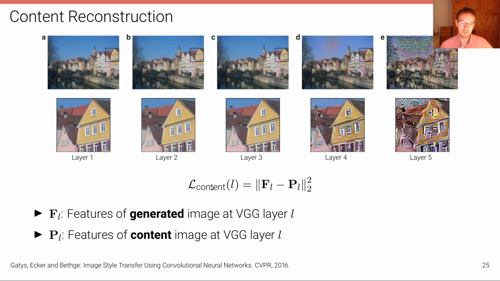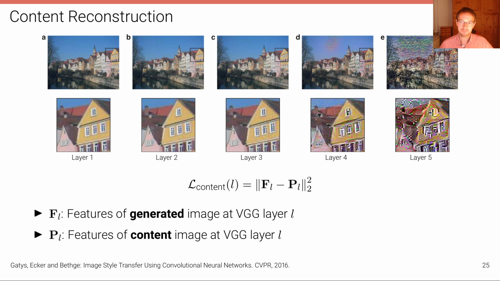So here's the formula for this loss. It's very simple. So F and P are just the feature maps of the generated and the content image at VGG layer L. And so the content loss at layer L is the features at layer L of the generated image minus the features of the content image, the feature map. We just subtract that and take the L2 loss of that vectorized quantity.